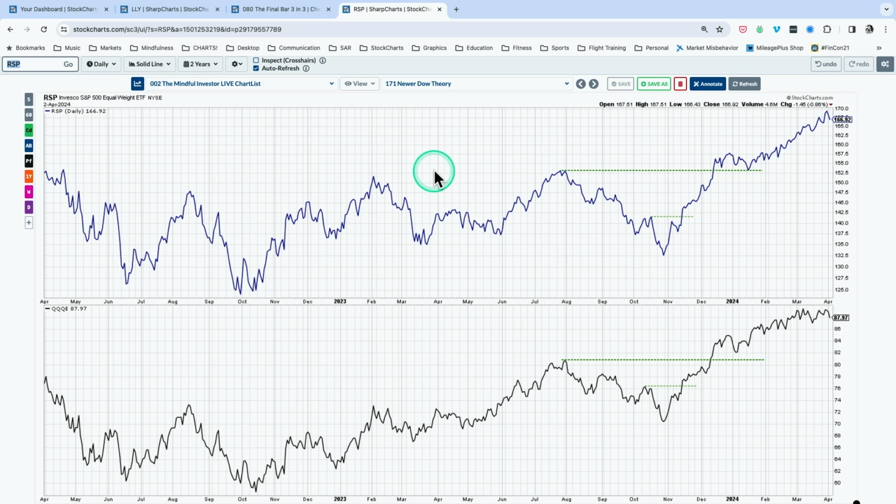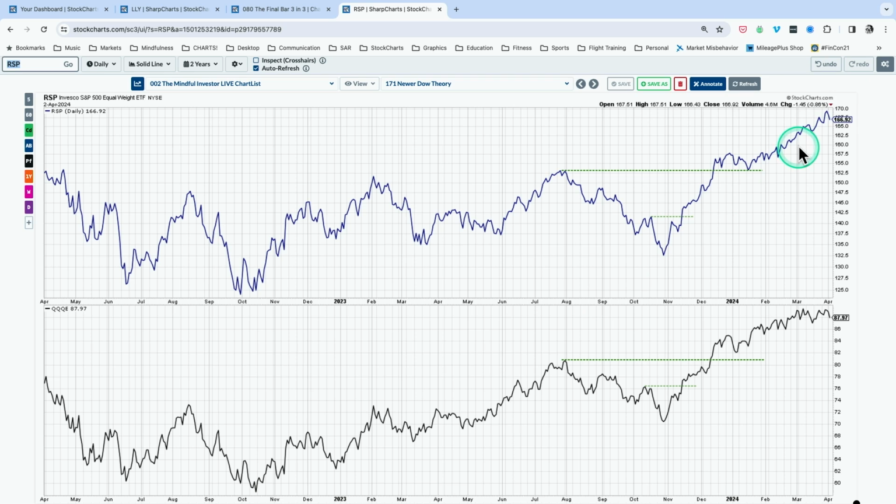I did my monthly chart review with my Market Misbehavior Premium members earlier today. It's a webcast that we do together, a discussion of some of the longer-term trends. One of the charts we looked at was a version of this chart, looking at what I call the newer Dow theory. This is looking at the S&P 500 in the top panel, the Nasdaq 100 in the bottom panel, but instead of using the regular cap-weighted ETFs, I'm using the equal-weighted ETFs. So RSP is an equal-weighted S&P 500 ETF, and QQQE is the equal-weighted Qs.